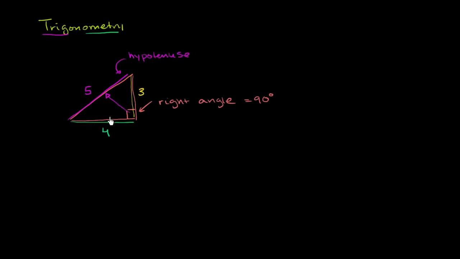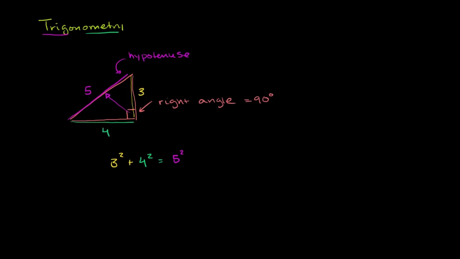And you can verify that for this right triangle, the sides work out. We know from the Pythagorean theorem that 3 squared plus 4 squared has got to be equal to the length of the longest side, the length of the hypotenuse, squared, which is 5 squared. So you can verify that this works out. This satisfies the Pythagorean theorem. Now, with that out of the way, let's learn a little bit of trigonometry.